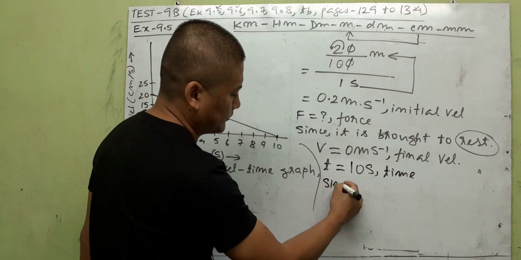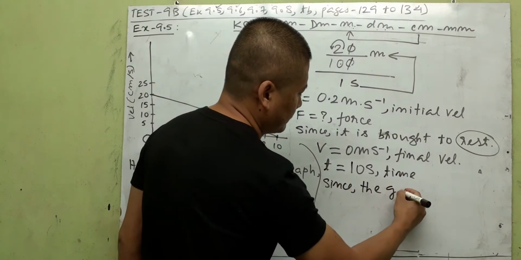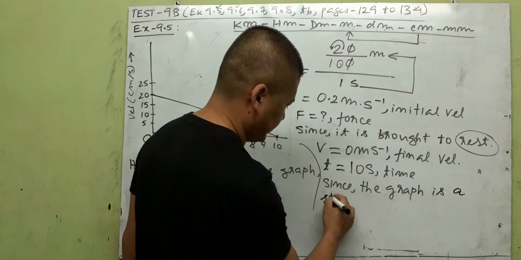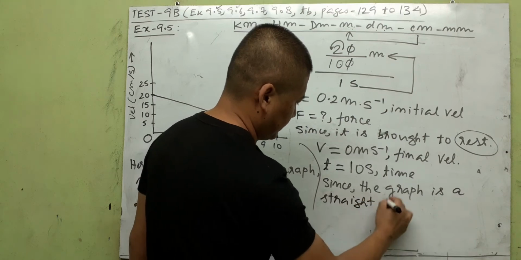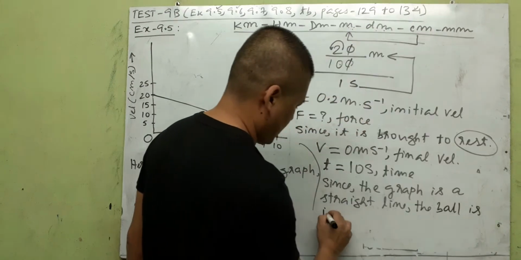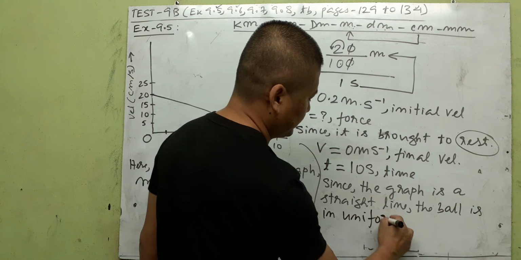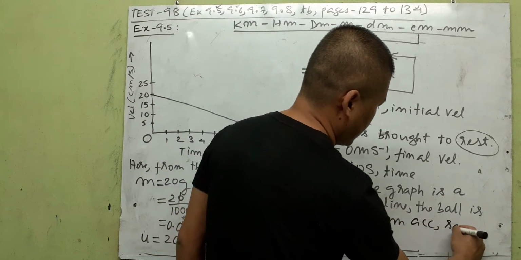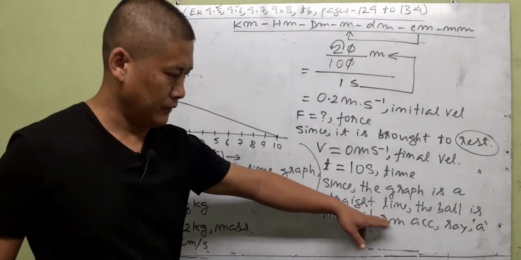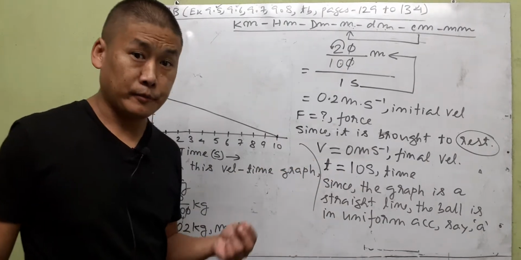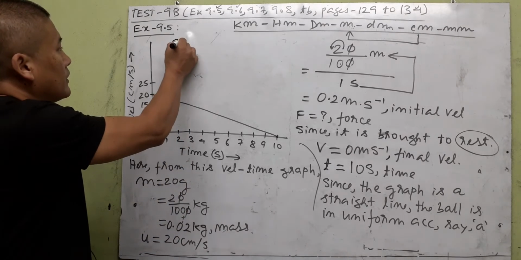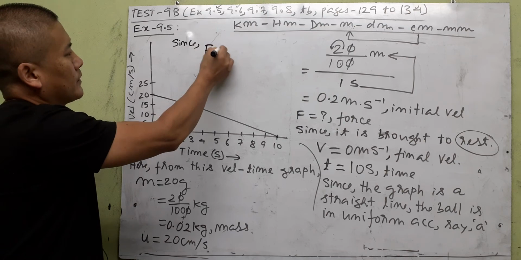Finally, since the graph is a straight line, so straight line means the ball is in uniform acceleration, say, let us say A. Okay, this is important because only when it's in uniform acceleration can we apply the formula of motion, right? So that is there.